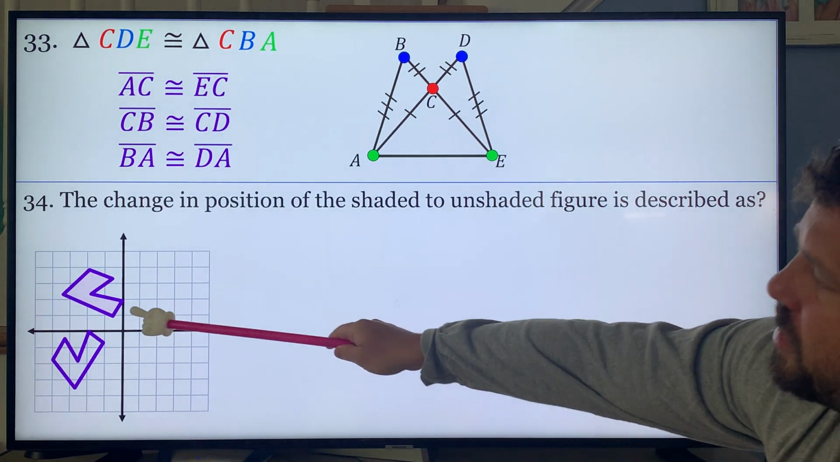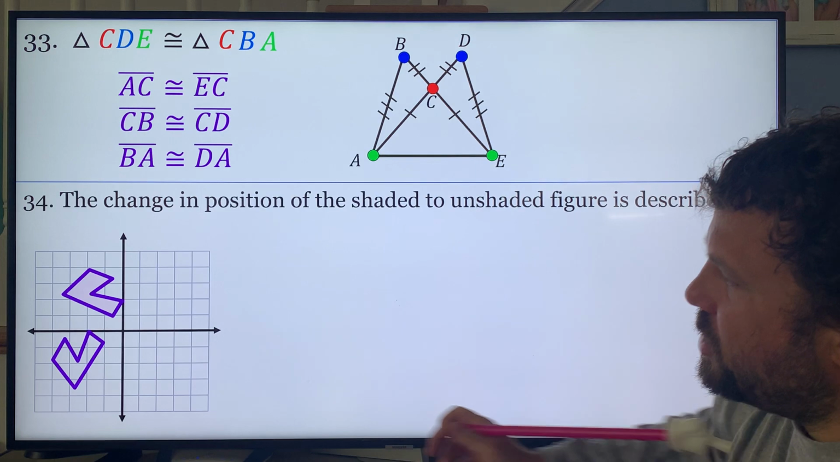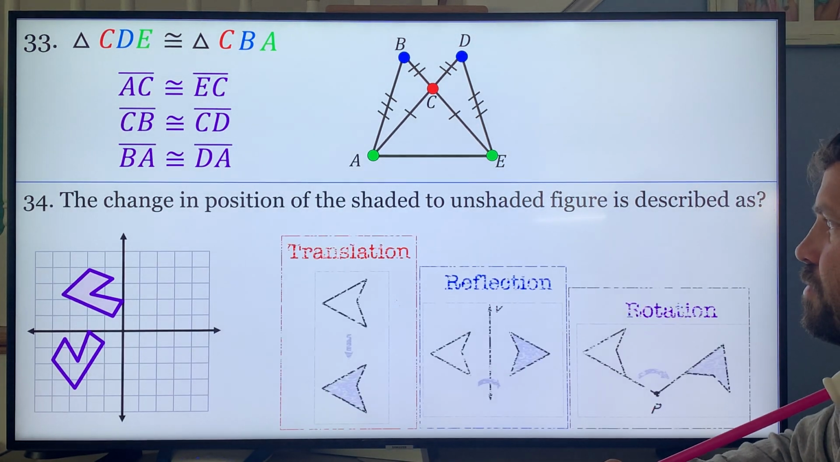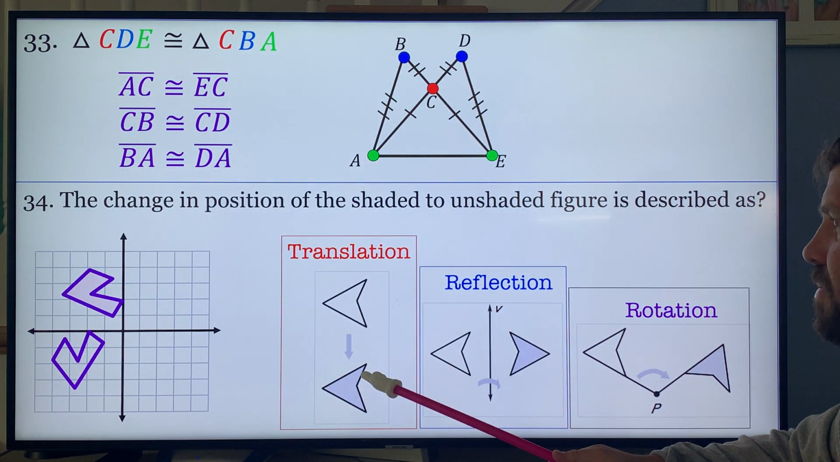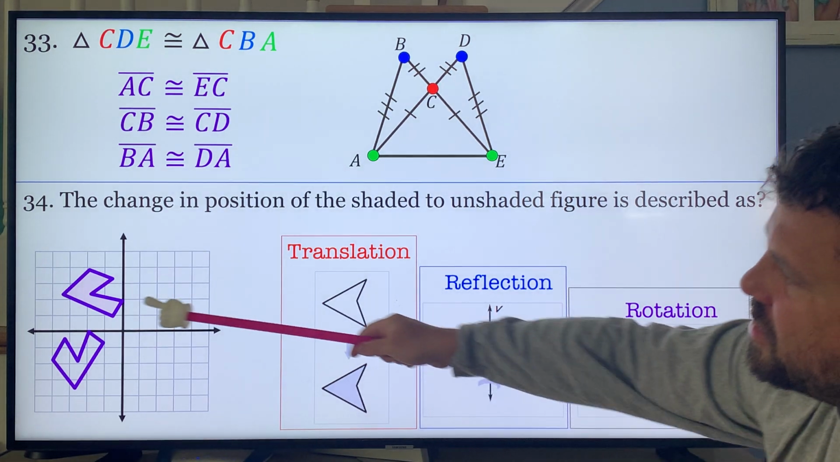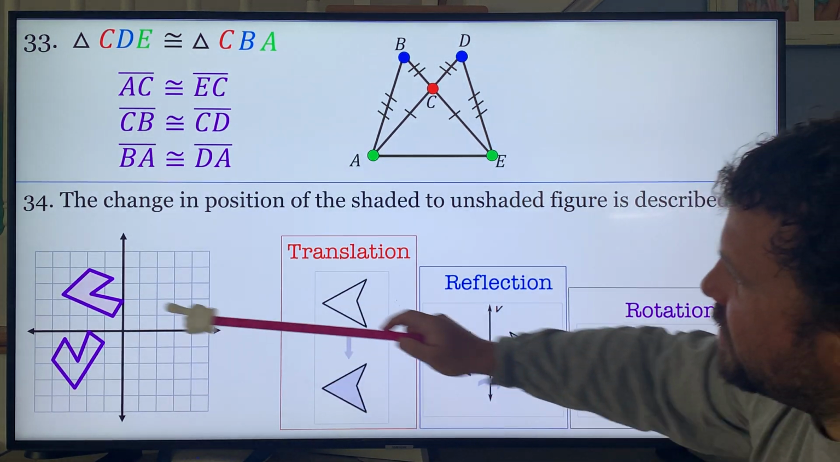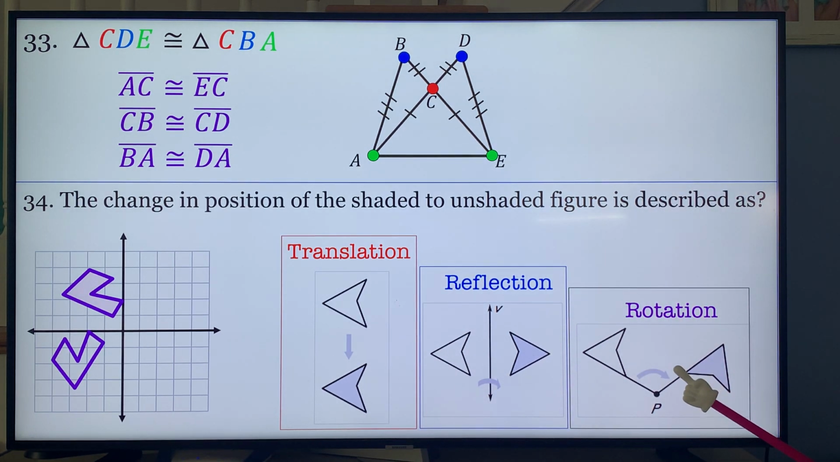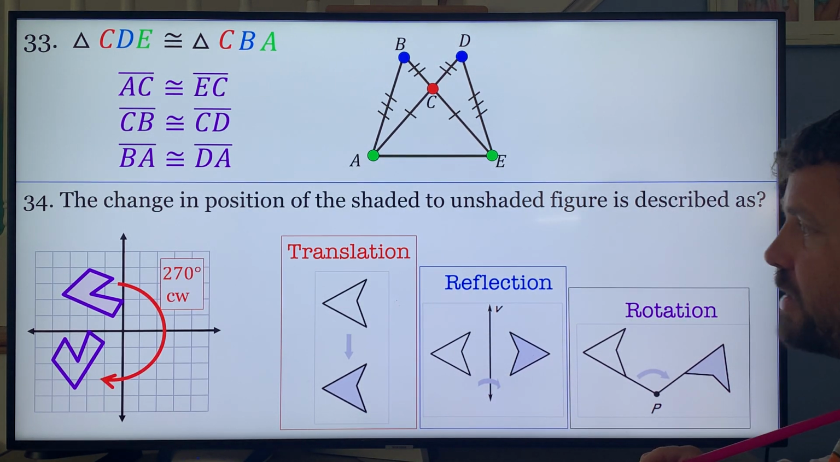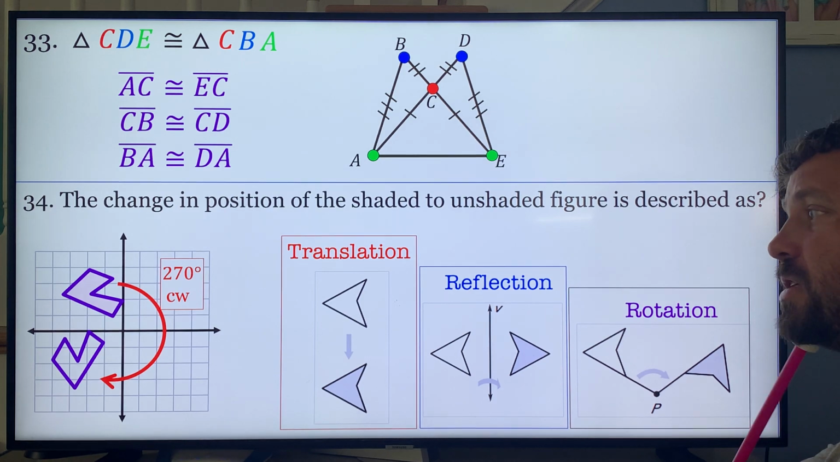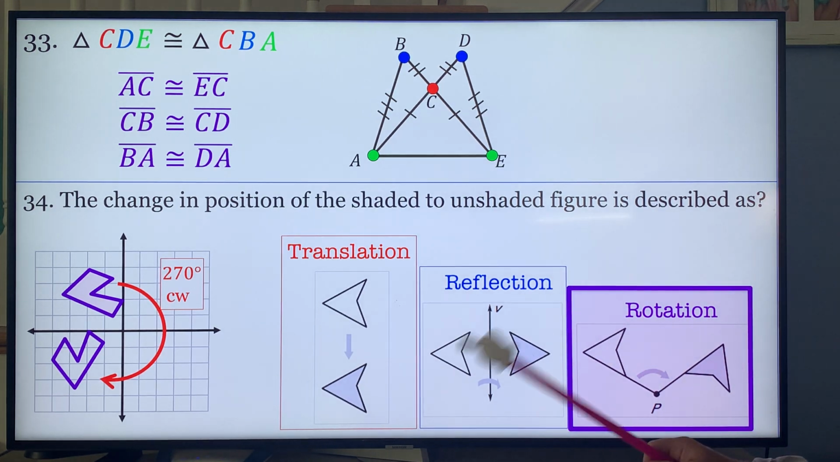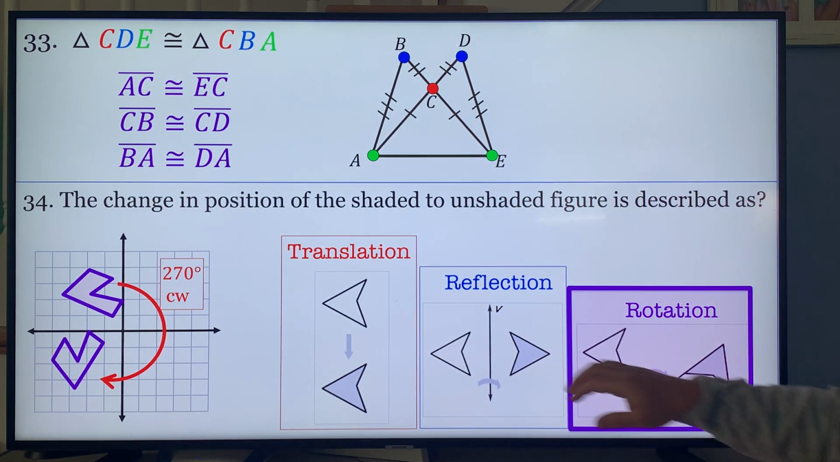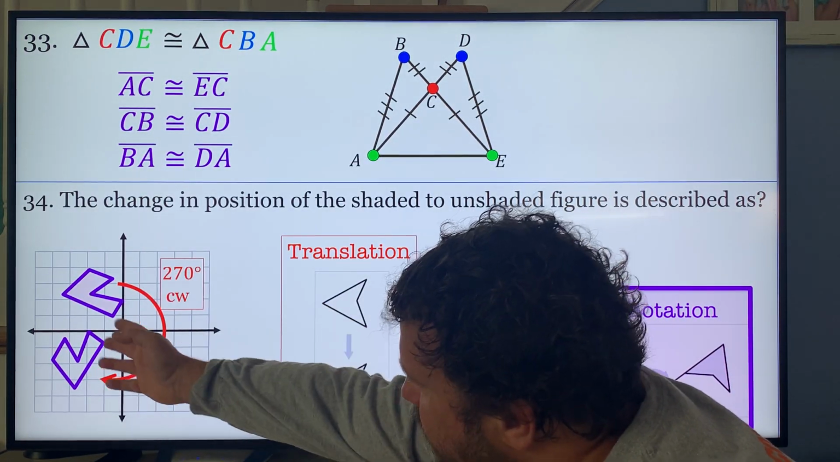What is this figure doing to get from shaded to unshaded? What do you think it's doing? Is it translating? Is it sliding? No, because the figure looks different. Is it reflecting? Is this an actual reflection over one of the axes? No. Is it a rotation? Yeah. It's actually a rotation of 270 degrees clockwise or 90 degrees counterclockwise. All right, you're just taking this figure and rotating it around.